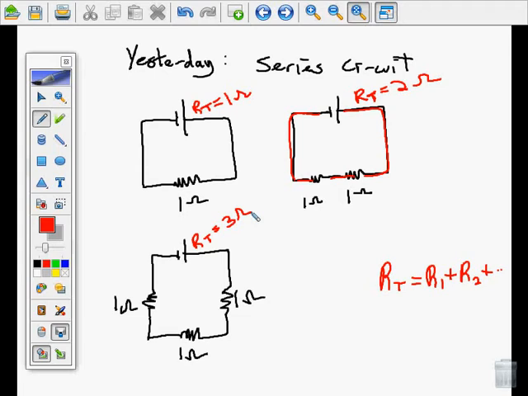So it kind of makes sense. Every time you add another one in series, the total resistance goes up. And if these were light bulbs, what would be happening to the brightness every time we add another one? They'd get dimmer and dimmer, yes? That's what happened yesterday. That was series circuit. Now watch what happens today.